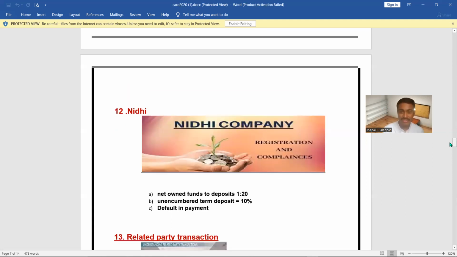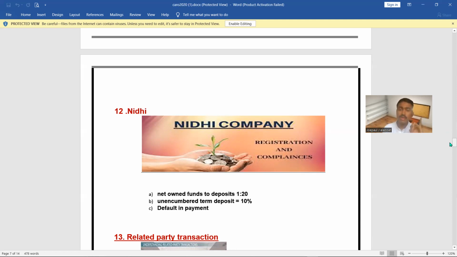Now, moving on to Nidhi. I can't explain too much regarding Nidhi. For that, you have to refer section 406 and Nidhi rules. Okay, I'll just give you a brief idea, guys. Okay, in the case of Nidhi, you have to see whether these three things are there. Net owned funds to deposit ratio 1:20. Is this ratio maintained by the Nidhi company?